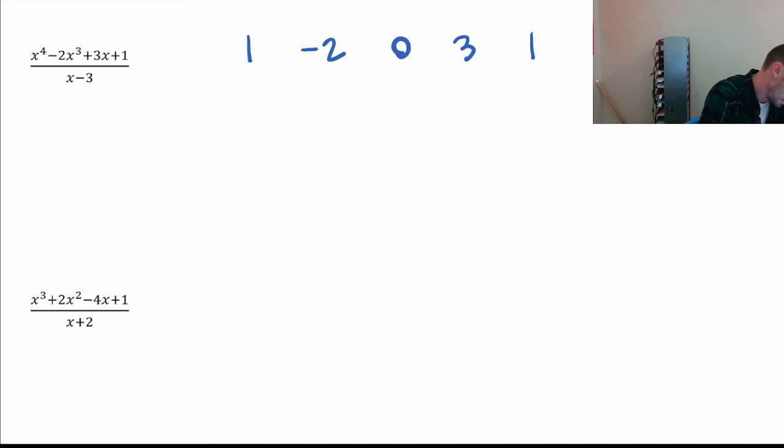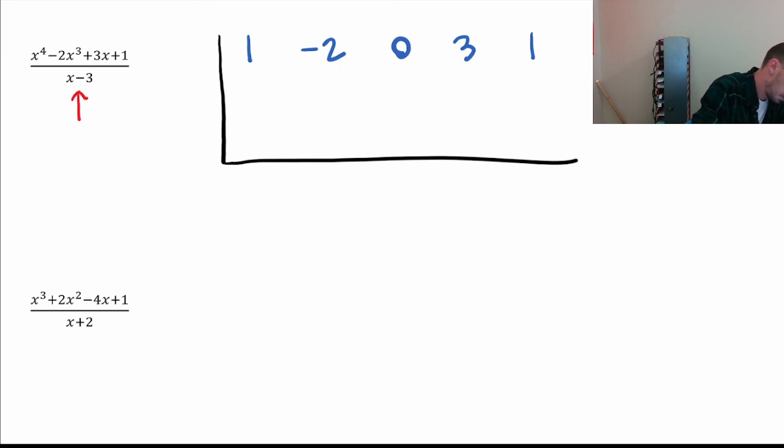Then over here, the number I'm going to put off to the side, that's going to be positive 3, whatever makes the denominator equal to 0. So put that out here, and then I'm going to start by dropping this down, and then I'm going to multiply, add, multiply, add, multiply, add until it's all done.